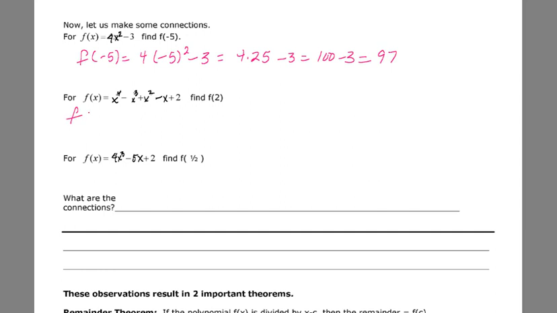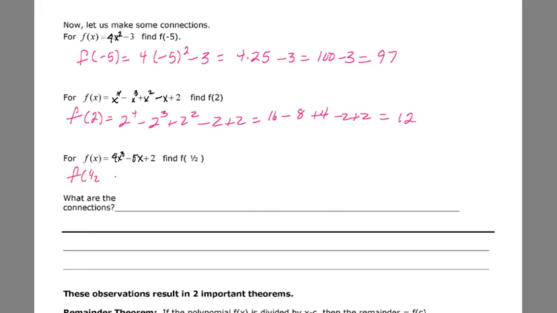Let's take this one and plug in a 2. 2 to the 4th minus 2 cubed plus 2 squared minus 2 plus 2. Putting a 2 everywhere we have an x. 16 minus 8 plus 4 minus 2 plus 2. Those cancel. 16 and 4 is 20. 20 minus 8, however you choose to do that, we should come up with an answer of 12.